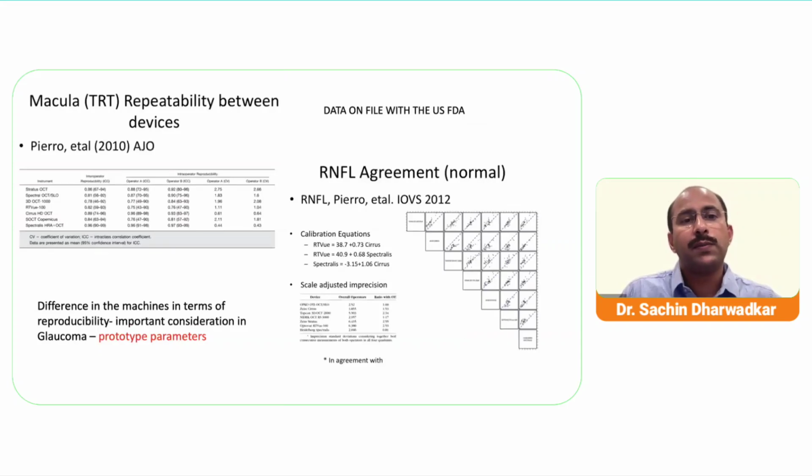Also, as far as the repeatability between devices is concerned, now this is slightly old data, but representative enough to tell you that different machines are different in terms of reproducibility, which is an important consideration in glaucoma, because here you are looking at assessment of progression. So if your repeatability indices are good, then the machine will suit you for your progression assessment and would be a good adjunct for your clinical practice in glaucoma.